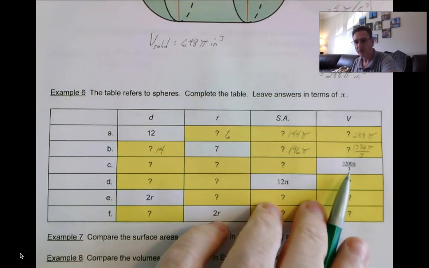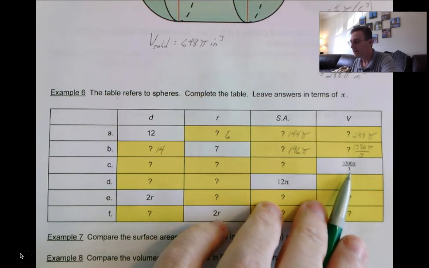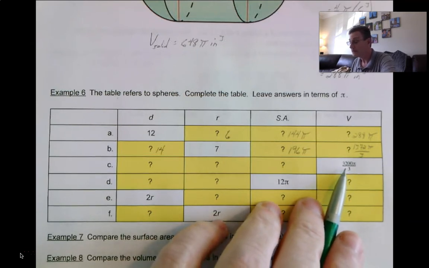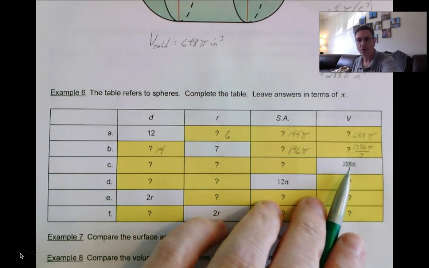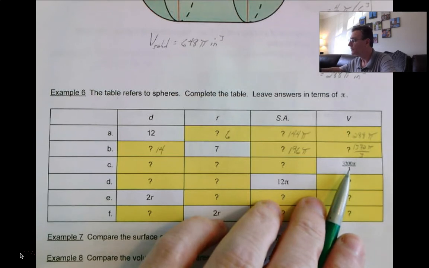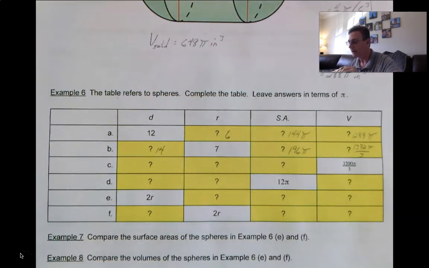Here we know the volume is 3,200 pi over 3. So what's the radius? Well, 3,200 divided by 4 is 800. So that's the r cubed. So cube root that. Now if you don't have a cube root button, then you can't do that.